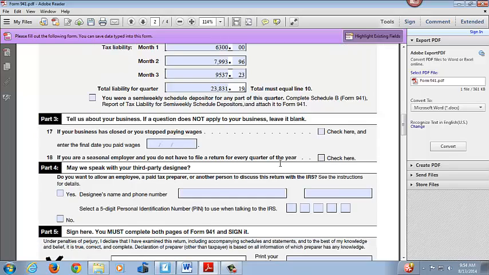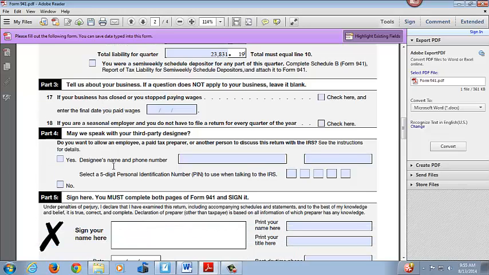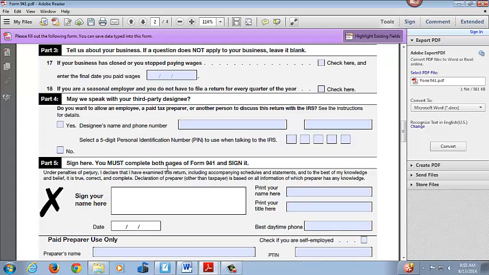Part 3 would be if your business closed or stopped paying wages. That's when you would complete that part. Or if you have a third-party designee, like a CPA or somebody like that, that you would rather the IRS talk to.